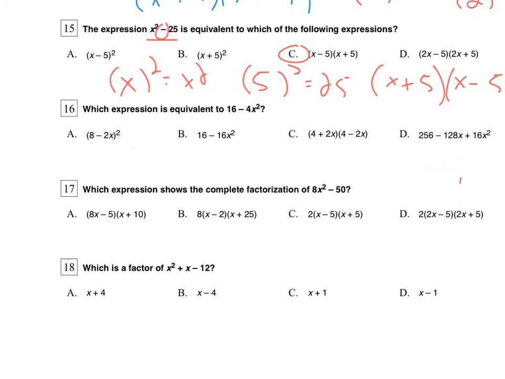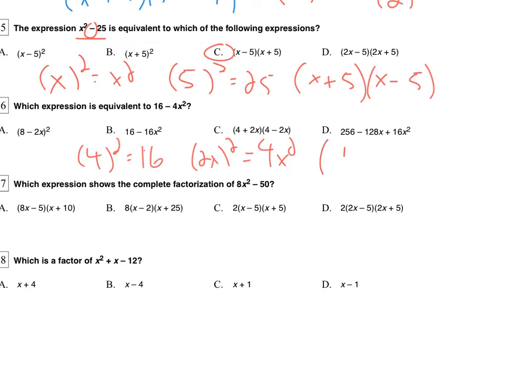So then we have to check the others. If I just did this without a GCF, what squares to give me 16? Is 4. And what squares to give me 4x squared? It is 2x. So then we write that out, you get 4 and 2x, 4 and 2x, positive, negative, which then gives us C. So remember, equivalent doesn't necessarily mean fully factored out, it just means we have to recognize that there are some different ways to write these problems out.